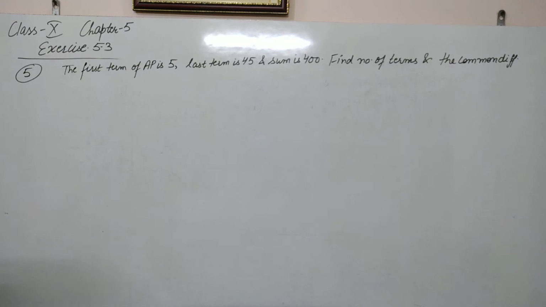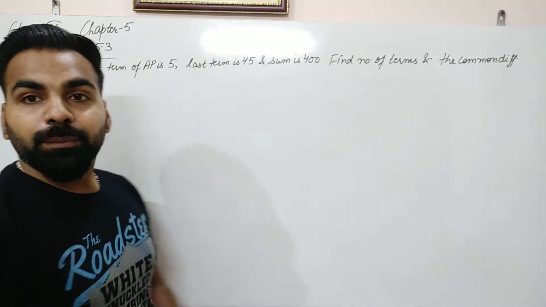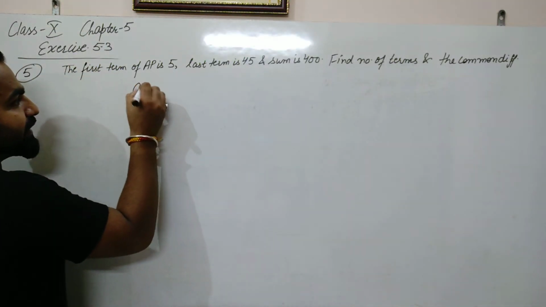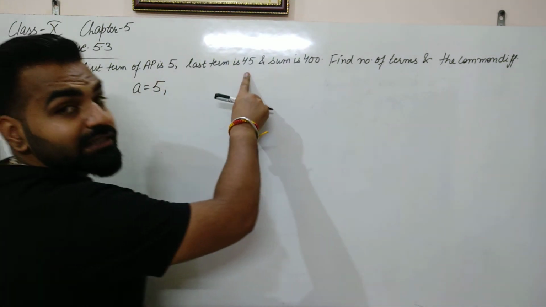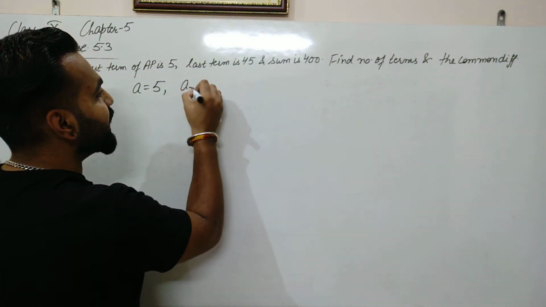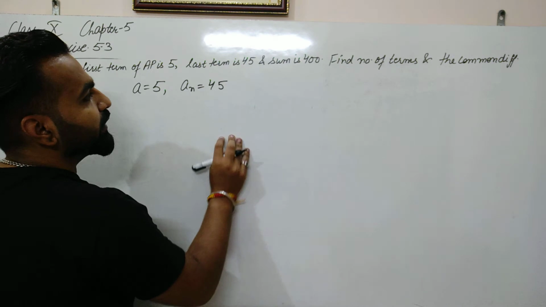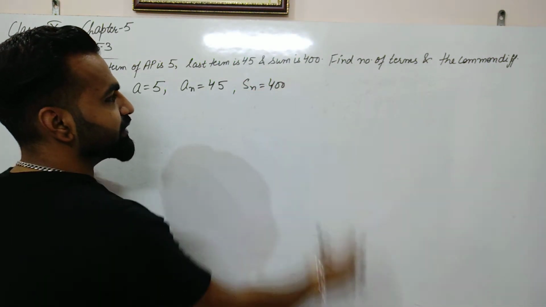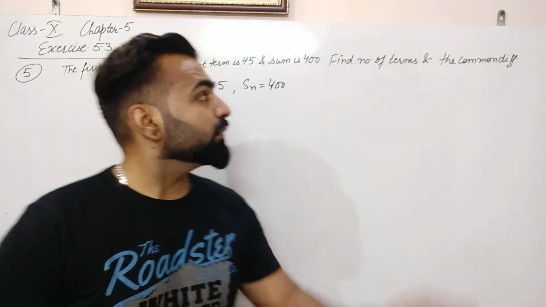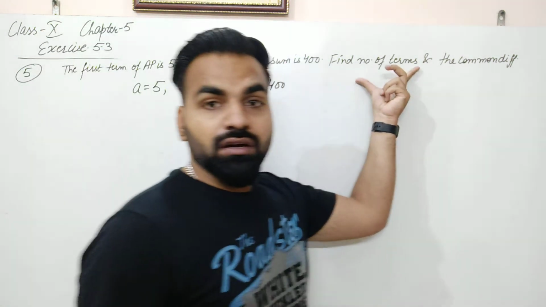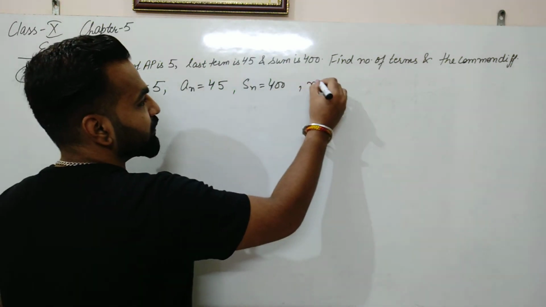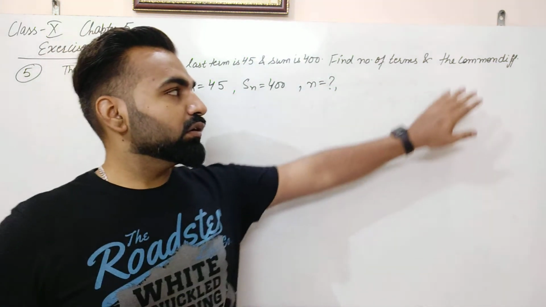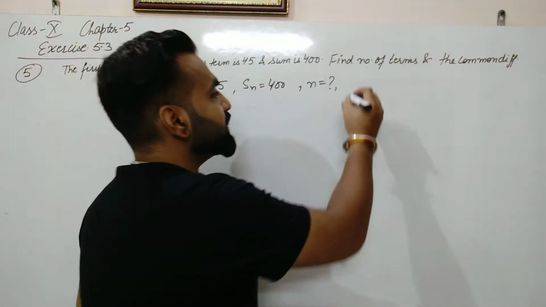Question number 5 now. The first term of the AP is 5, that is A is equal to 5. The last term is 45, that is An is 45. And the sum is 400, that is Sn is 400. This is the information given in the question. Now we have to find the number of terms, that is the value of n, and the common difference here, that is d.